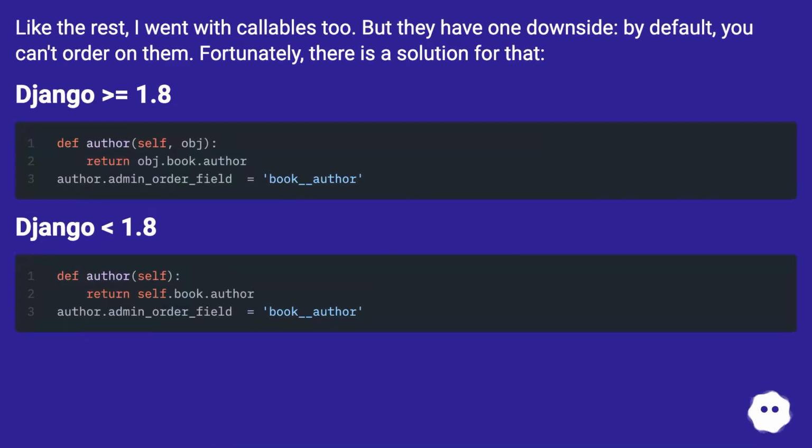Like the rest, I went with callables too. But they have one downside: by default, you can't order on them. Fortunately, there is a solution for that. Django is greater than or equal to 1.8. Django is lower than 1.8.